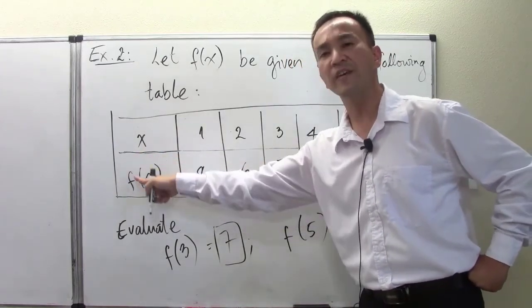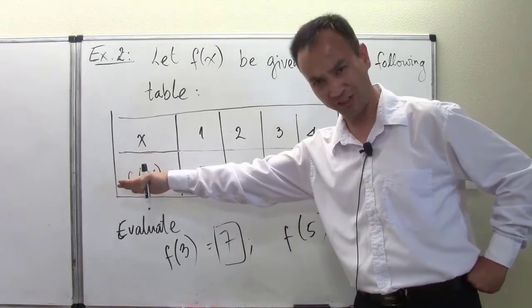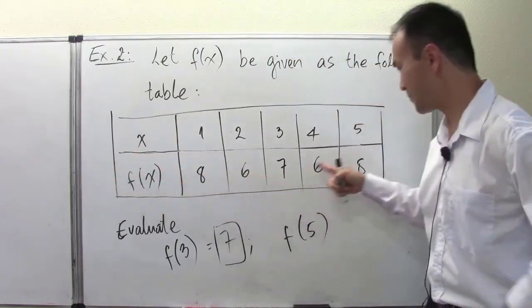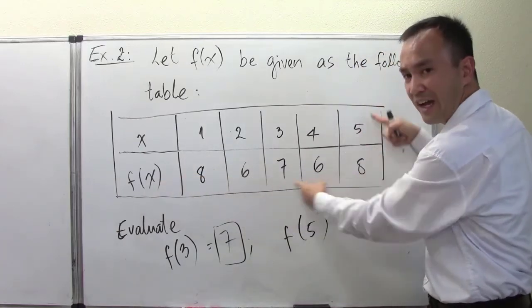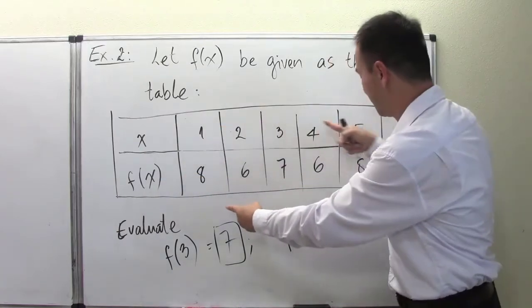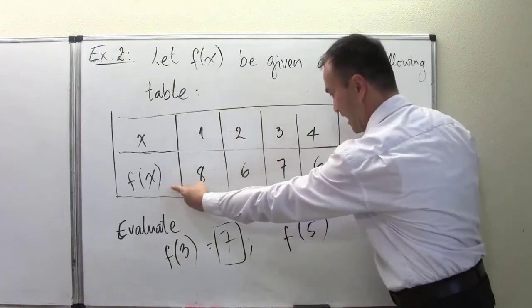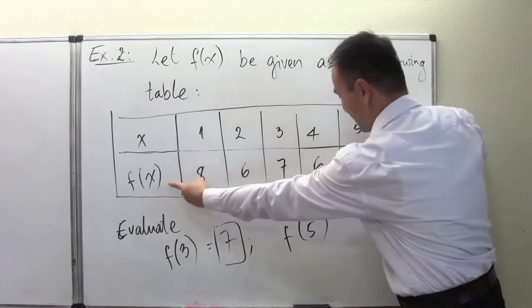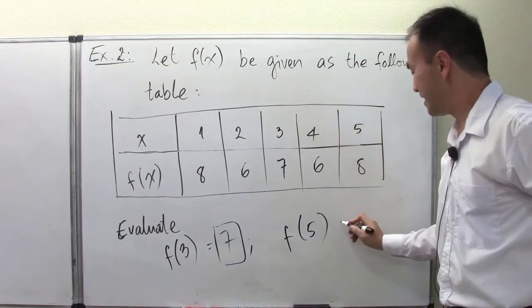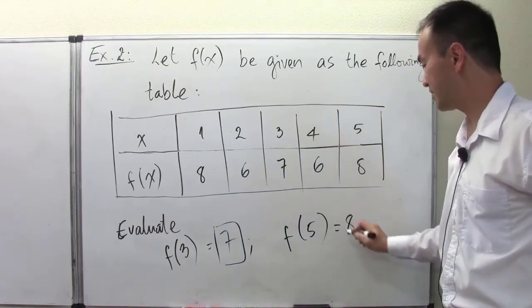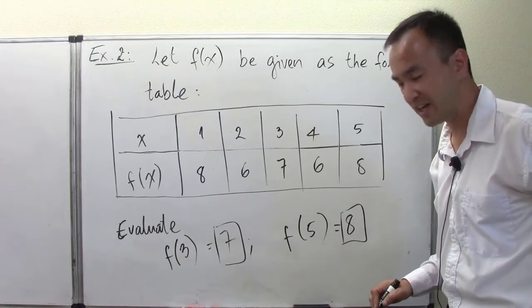The label f of x is indicating that this row is for the outputs. Correspondingly, when the input is 5, the output has to be 8. Okay, that's how it meets with that entry right here. And so now the output is 8. We found the answer right out from the table.